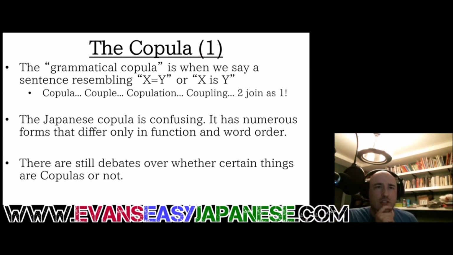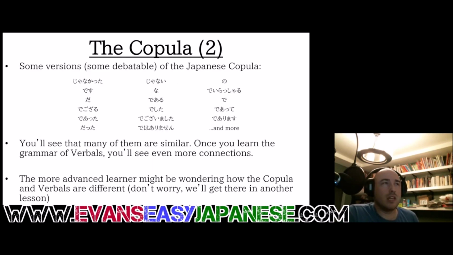There are still debates over whether certain things are copulas or not, because we just don't have the history. And I say we as if I'm doing any damn research. I'm not. When I read things about the copula, people get into debates over whether or not something is one. And justifiably so. It's very confusing.